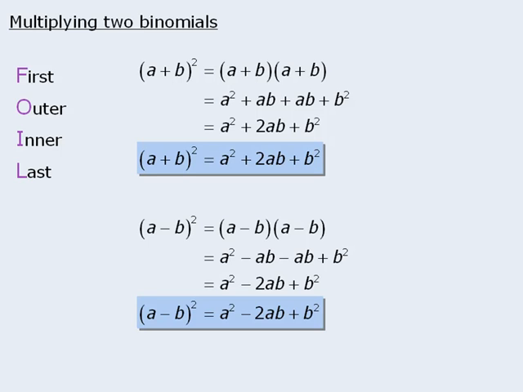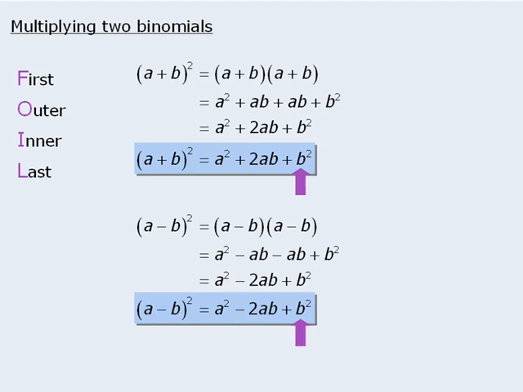Now these two products are known as special products, and they will come up later in the module. For the moment, however, please notice that in these two special products, the first term is a square and the last term is a square. We will learn the importance of this later on.